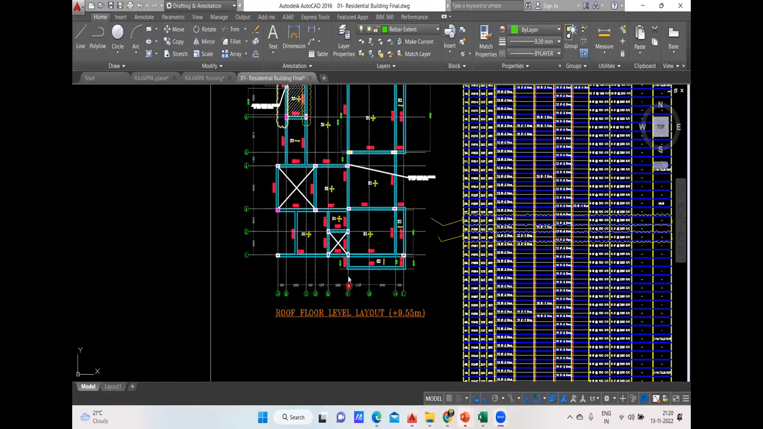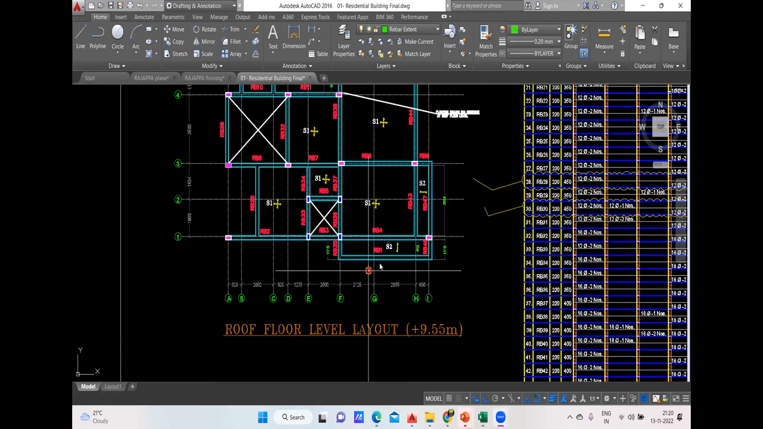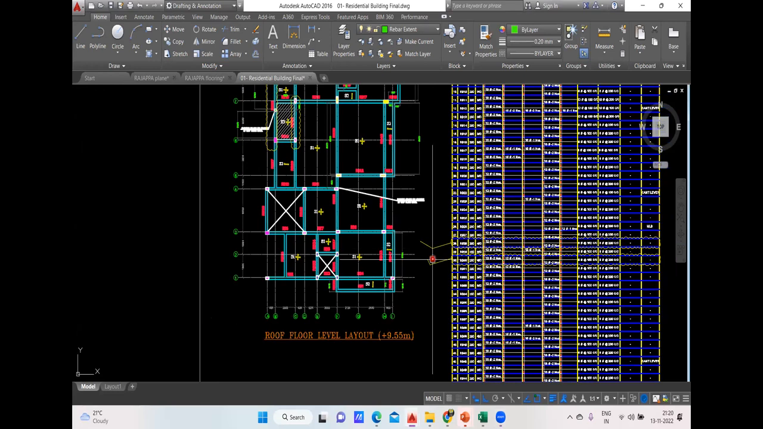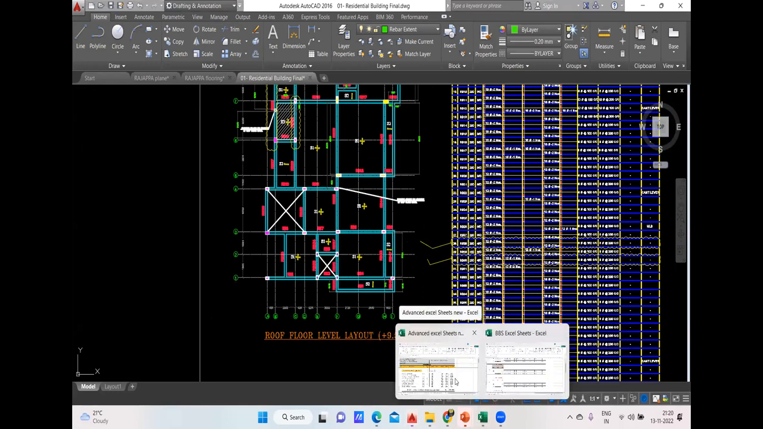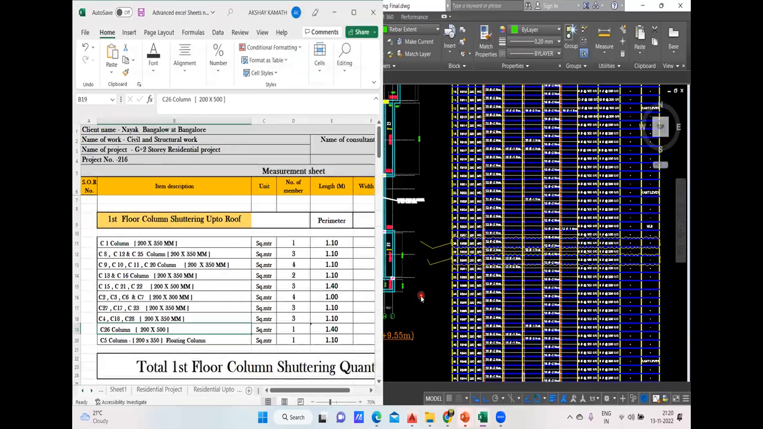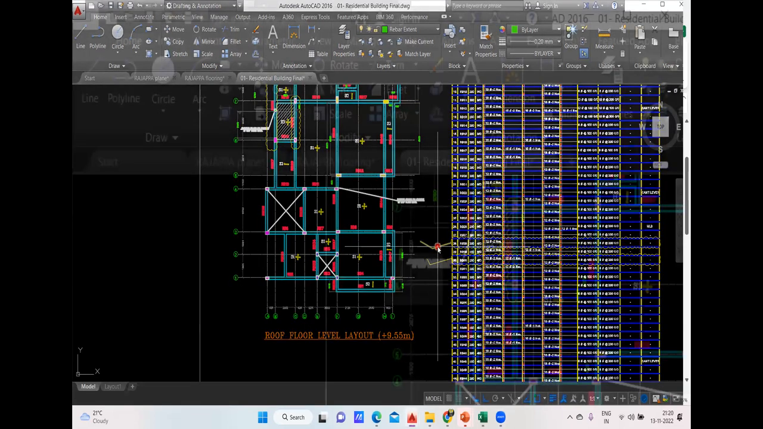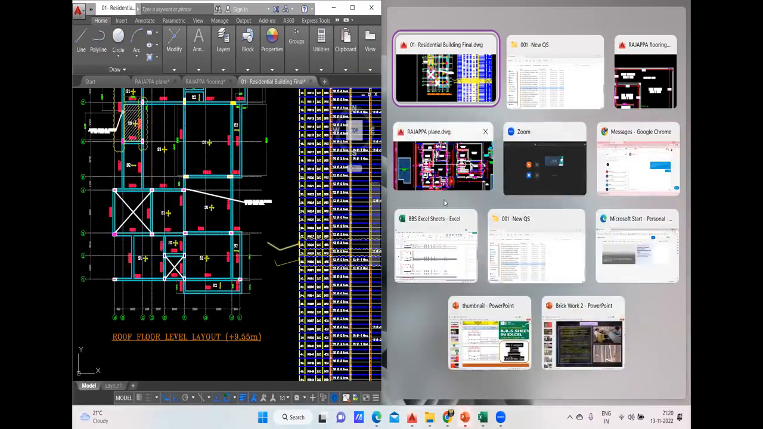So in this lecture, I'll teach you how the shuttering quantity has to be found out. In the previous lecture, I started with the beam concreting. Then we did the slab and all, right? And the beam shuttering I had missed. So I'll explain that in this lecture. It's very simple because I've already explained the plinth beam part and the first floor level also. So I feel you should not find so much difficulty. But anyhow, I'll explain how it has to be done.